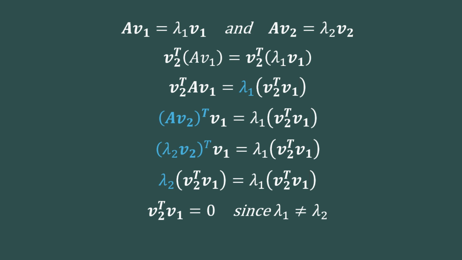This shows that vector v1 and vector v2 are orthogonal. This proves that for any real symmetric matrix, eigenvectors corresponding to distinct eigenvalues are orthogonal. This property is a fundamental result in linear algebra, ensuring that real symmetric matrices have orthogonal eigenvectors.